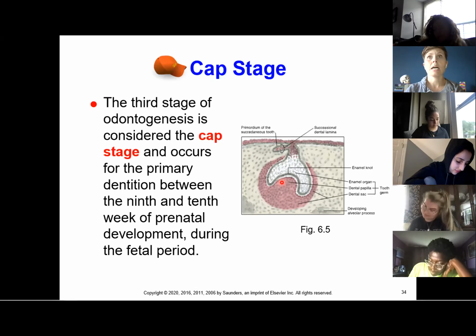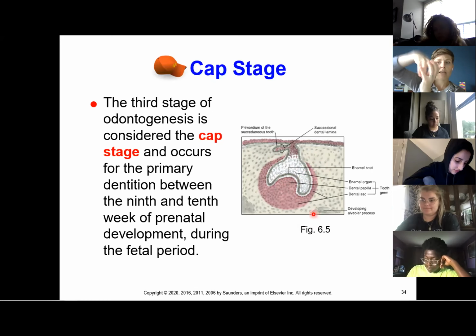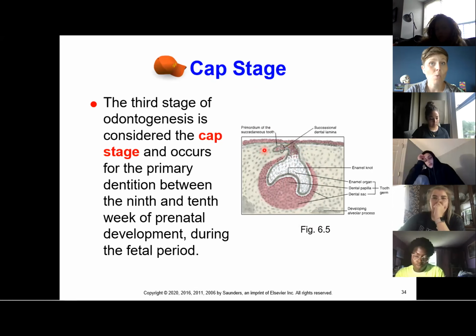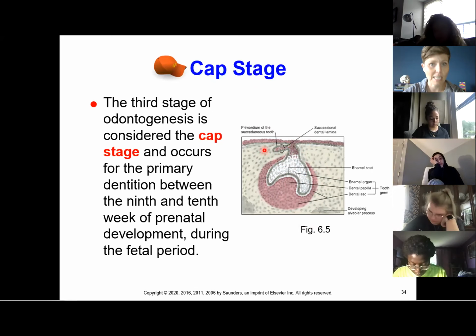You can see here you end up with an enamel knot, your enamel organ, your dental papilla, and your sac. The way I see it, it almost looks like a little mushroom with a little cap here. You can see this right here. This is a baby tooth developing. This little piece over here is your successional dental lamina, which will end up being our succedaneous tooth.